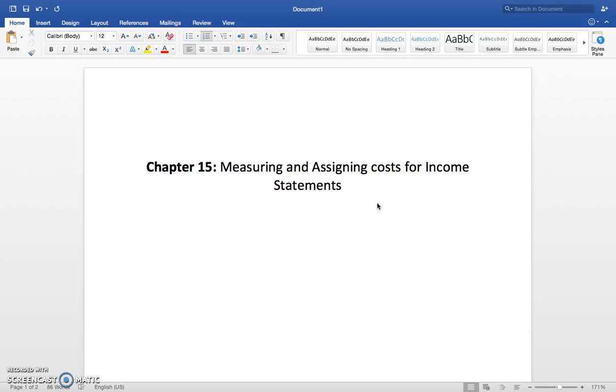Today we're going to be talking about measuring and assigning costs for income statements. So in this chapter, you're going to be introduced to two different types of income statements. One is a variable costing income statement, and the other is an absorption costing income statement.